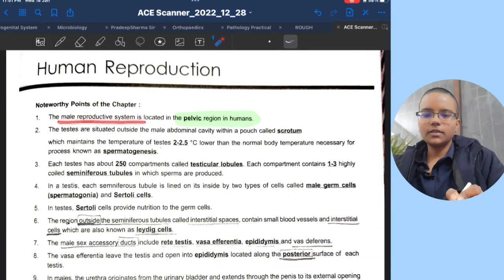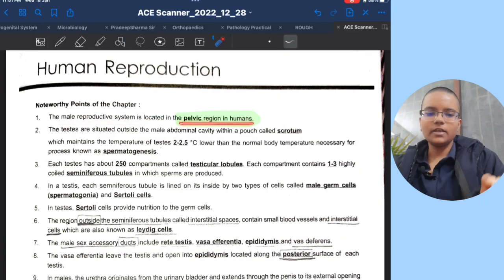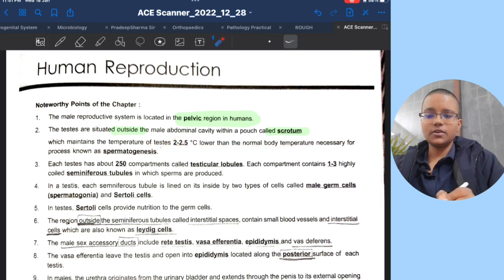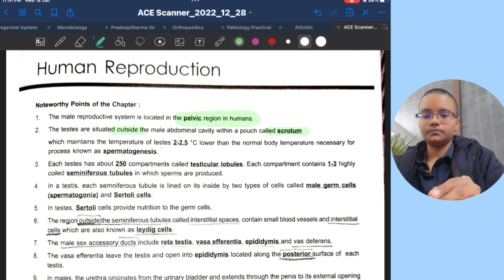The male reproductive system is located in the pelvic region in the human. The testes are situated outside the male abdominal cavity within a pouch called scrotum, which maintains the temperature of testes 2 to 2.5 degrees Celsius lower than the normal body temperature, necessary for a process known as spermatogenesis.